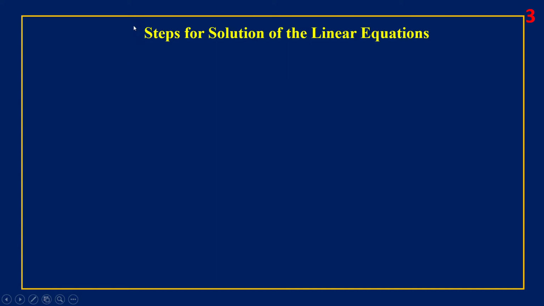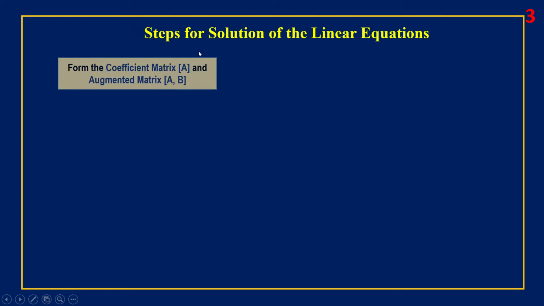So let me discuss the steps for the solution of the linear equations. How to solve the linear equations? This is the first step. First, we have to form the coefficient matrix and augmented matrix from the given linear equations. Linear equations will be given. We have to form the coefficient matrix A and the augmented matrix, which is the combined matrix of the coefficient matrix and the constant term matrix, indicated as AB.